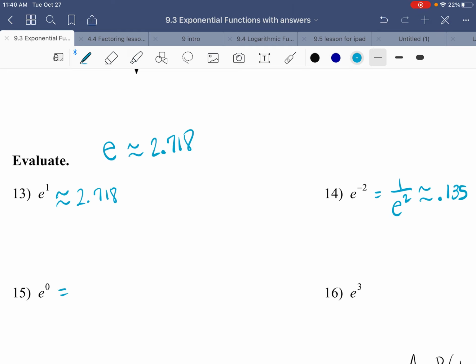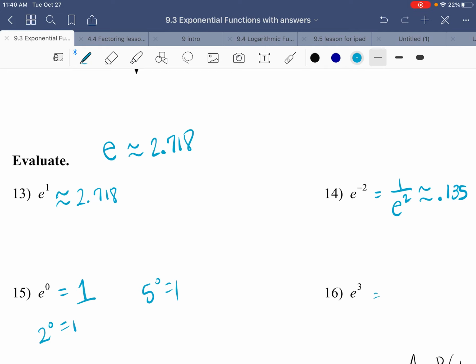Now this one, e to the 0. Anything to the 0 is the same thing. It doesn't matter what the base is. So e to the 0 is always going to be 1, just like 2 to the 0 is 1, or 5 to the 0 is 1. Anything to the 0 is 1.